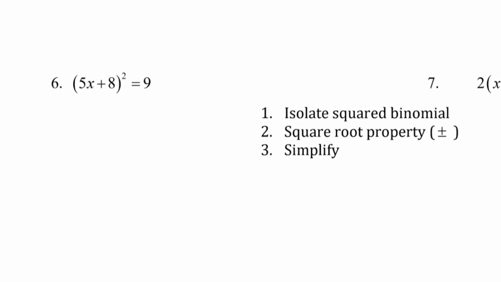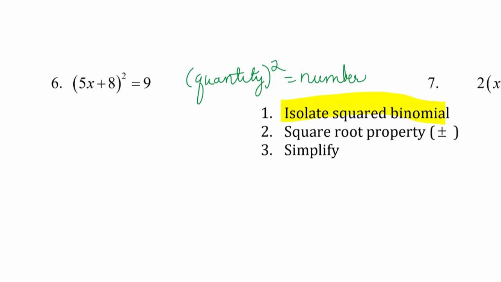So this is what I was just talking about. In number 6, we have a binomial squared equals a number. Anytime we have a quadratic like this, the square root property is a really good method. So we are going to isolate the squared binomial. In number 6, that's already been done for us. We've got the squared binomial by itself on the left, the number on the right. So we're ready to go to the square root property.